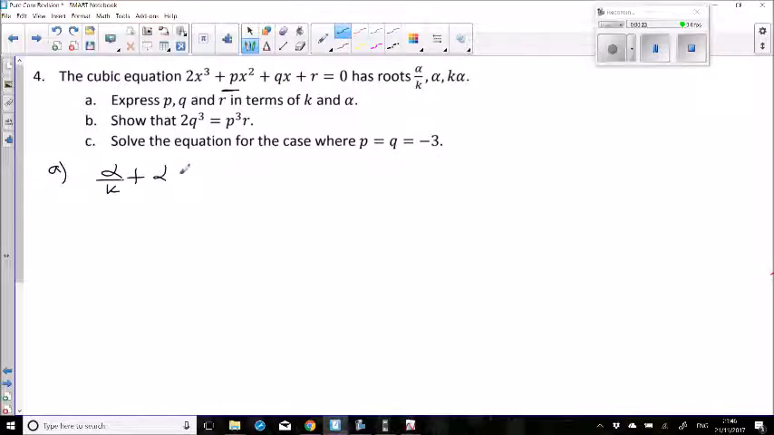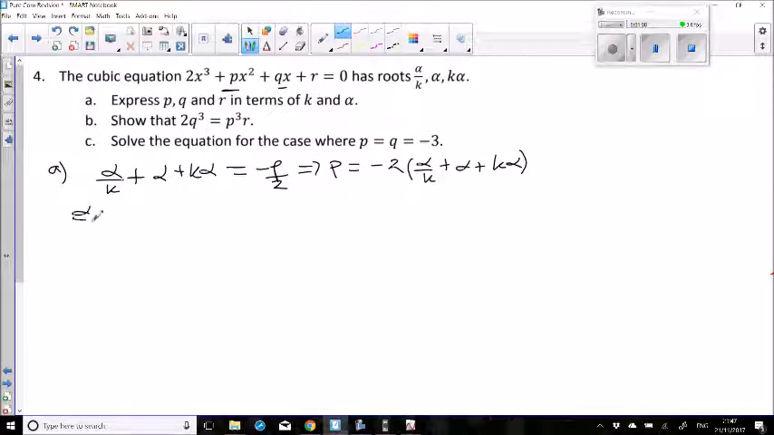where the roots aren't alpha, beta and gamma for a change, but alpha over k, alpha, and k times alpha, must be minus b over a, so that's minus p over 2. And then we can rearrange that, so p is multiplied by 2 and negative 2, and then we can get alpha over k plus alpha plus k alpha. So that's p.